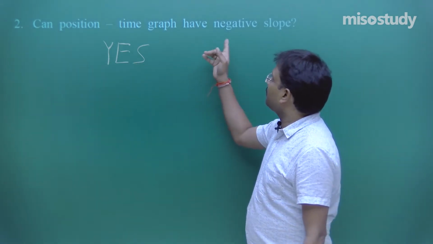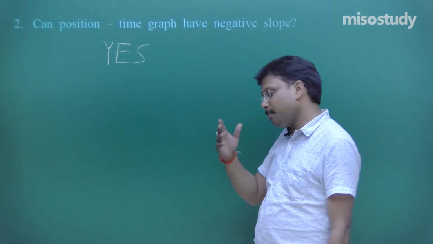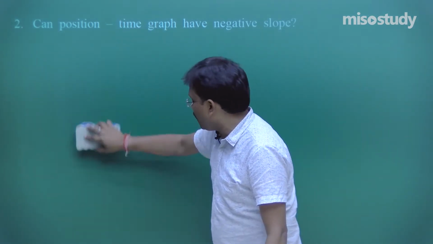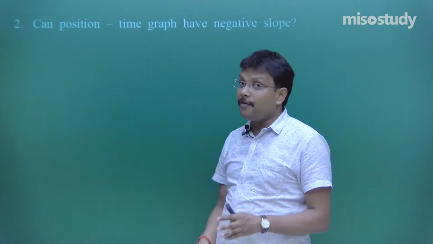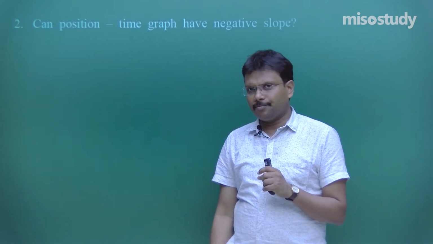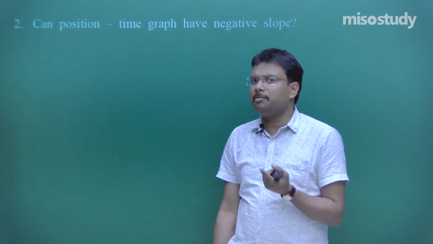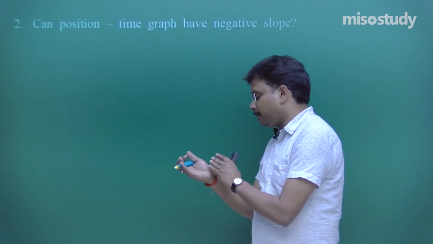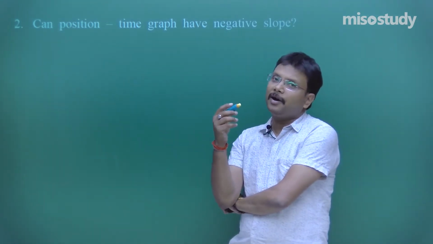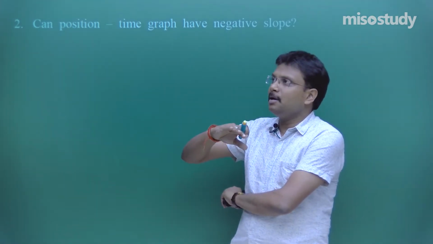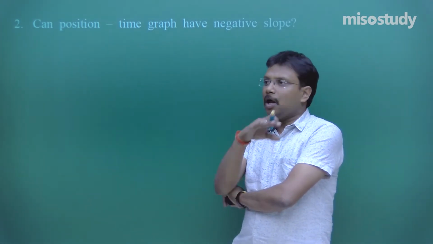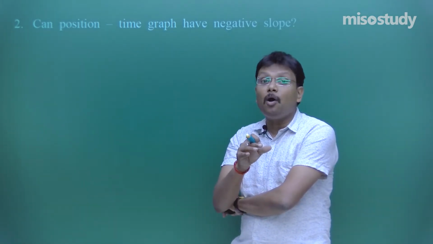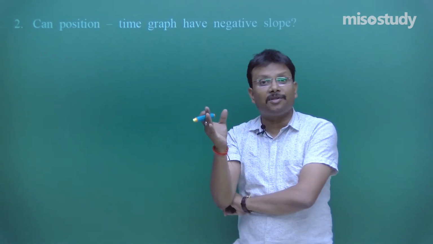So a position-time graph can have negative slope. Yes, very much possible. The reason is, if velocity is negative, then the slope of the position-time graph can be negative. Now, velocity is negative means what? Because velocity is a vector quantity. If I say the vector V is along, let's say, the east direction, then minus V means what? Opposite, east to opposite, west.